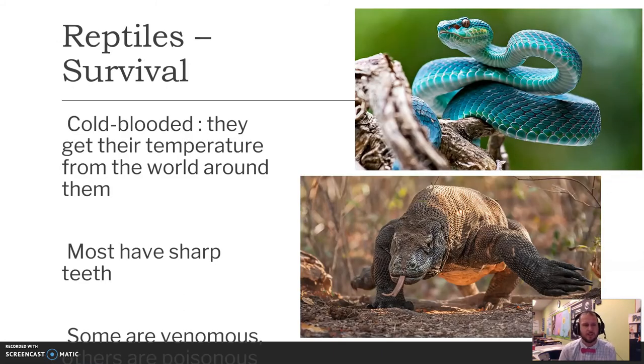As far as reptile survival goes, they are cold-blooded. Again, means they get their temperature from the environment. Most of them have sharp teeth for protection and because they are carnivorous, meaning they eat meat. Some of them are venomous, others are poisonous.